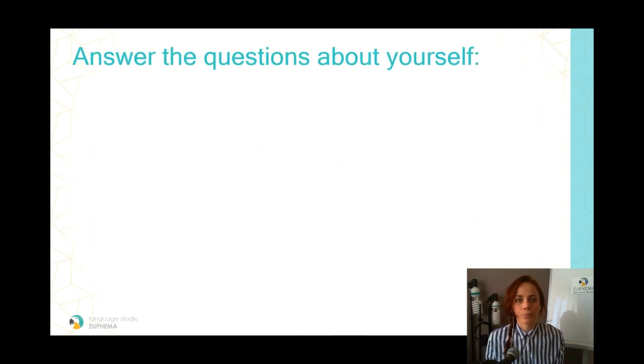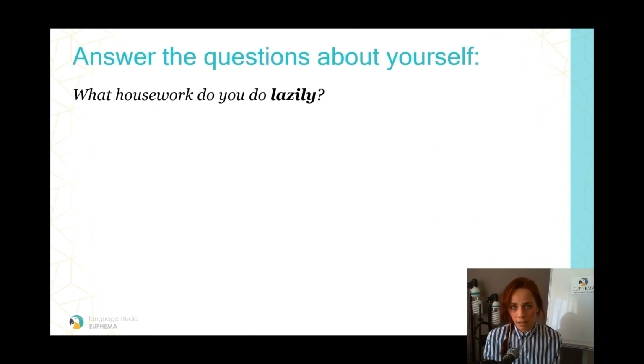So let's see. What housework do you do lazily? How? Lazily, right? The adverb is there. So what housework do you do lazily? For me, I must say that I dust the furniture lazily. I hate doing that job, so I dust the furniture very lazily, very slowly. And you? What housework do you do lazily? Answer, please.